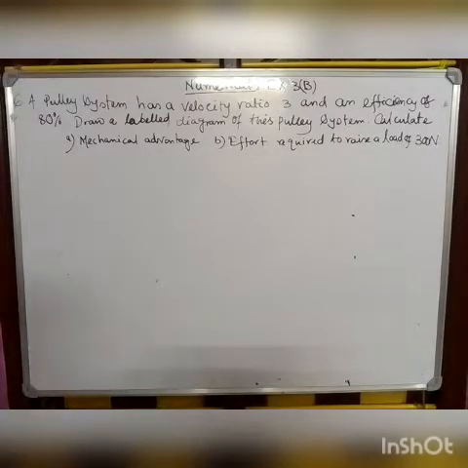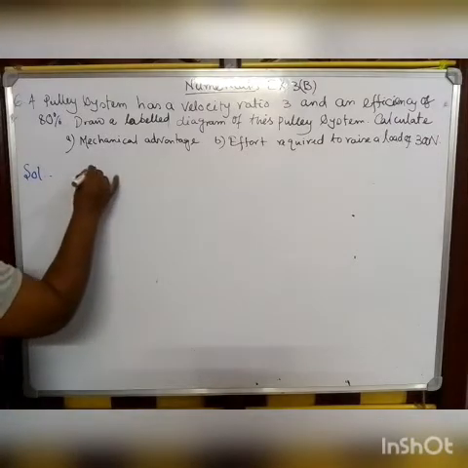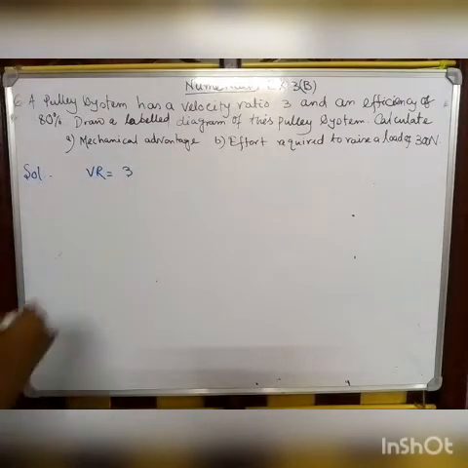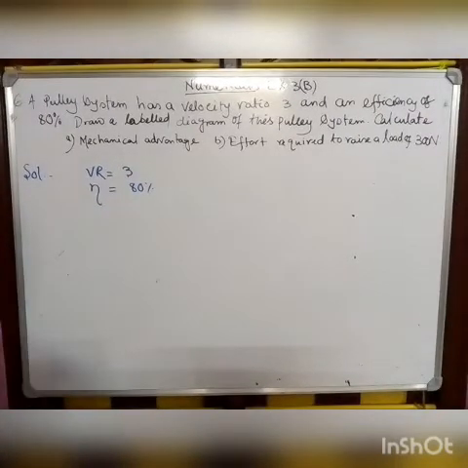Next numerical is question number 6, and here I have written the numerical because in the new version the numerical is a little different in your book. What is the question? Please read it first. A pulley system has a velocity ratio 3. The velocity ratio is 3 and the efficiency, eta, is given 80%. First it is told to draw a level diagram of the pulley system.